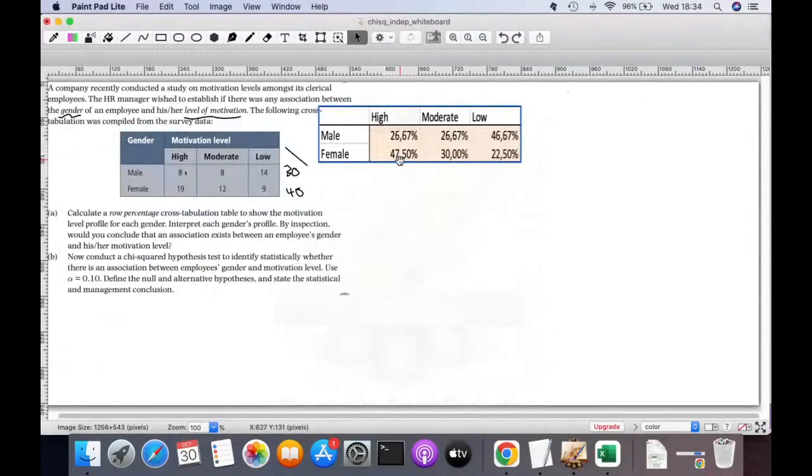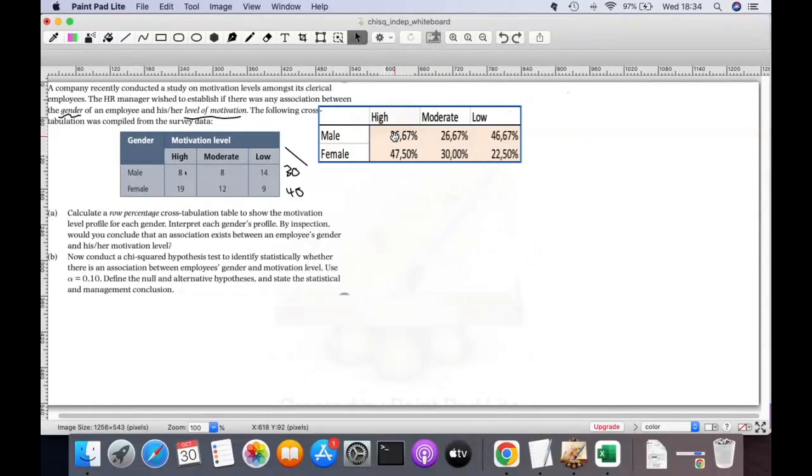So you can see that. Females have almost 48% that are highly motivated, and it tails off as you go towards the low. But for males, it's quite low for high and moderate, but for low motivated, it's quite high. So it's kind of the opposite. Just by eyeballing it, you can see there is a difference in behavior.